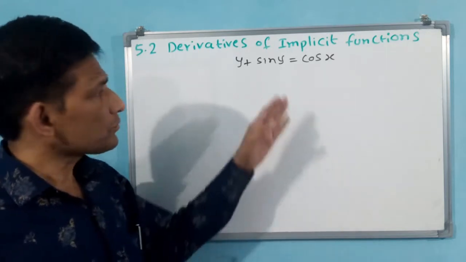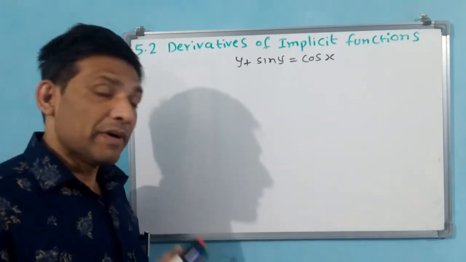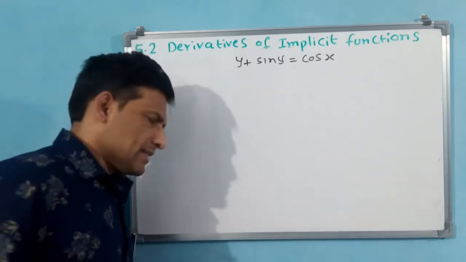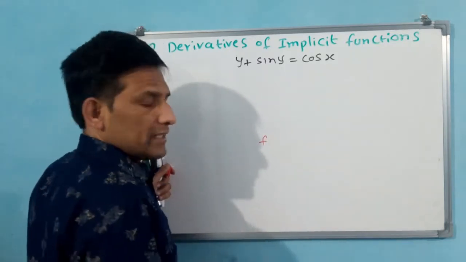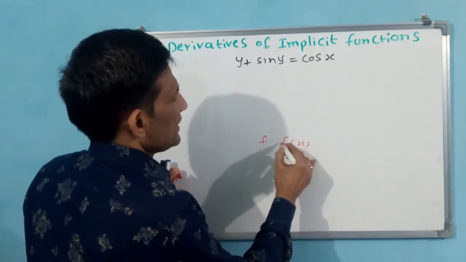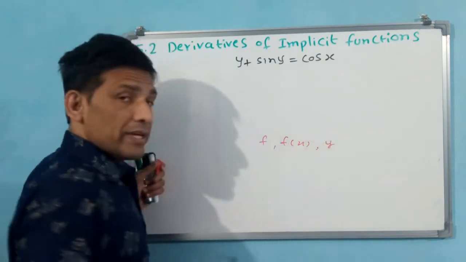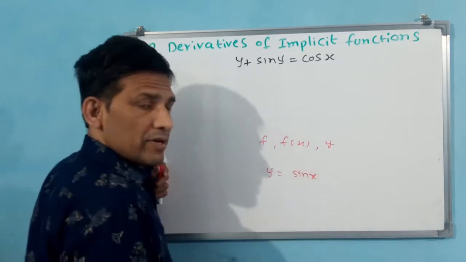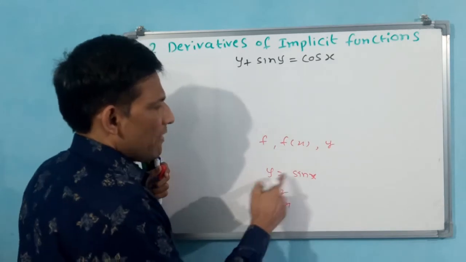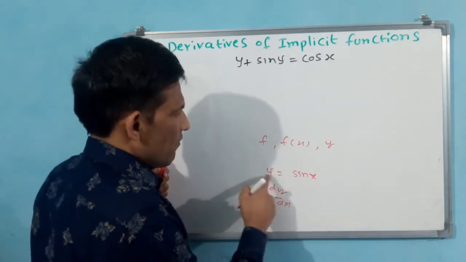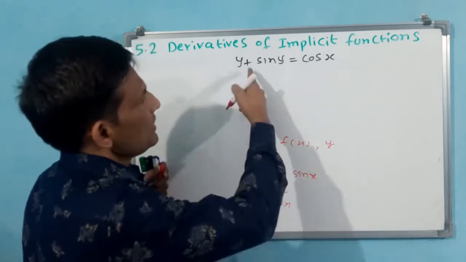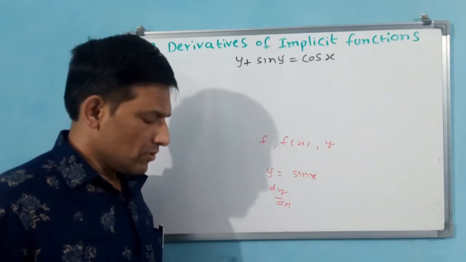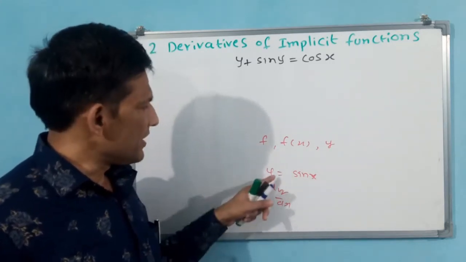You see here, the function normally, what we take, always f we take. Say f we take, or else f of x we take, or else y we take. This we take as a function. That means if any function is there, y is equal to sin x, if you want to derive dy by dx, y will be on one side, dy by dx. But you see here, y is there twice: y plus sin y is equal to cos x. That means you cannot split easily.